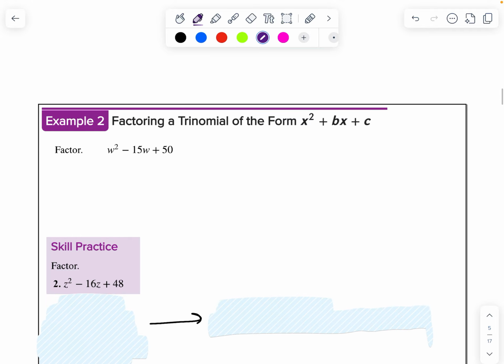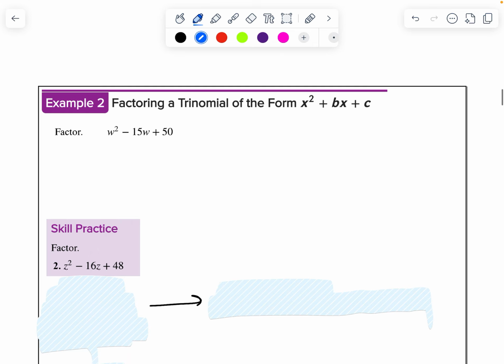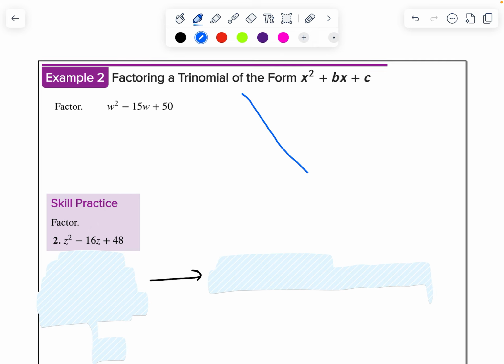Let's try another couple. I'll do one more with you, and then I'm going to let you try one. So here, this top one, w squared minus 15w plus 50. Remember, a and a on top, b on bottom, and a times c, that's 1 times 50 is 50 on top. We need numbers that multiply to 50 and add to negative 15. We can just start to think in our heads.